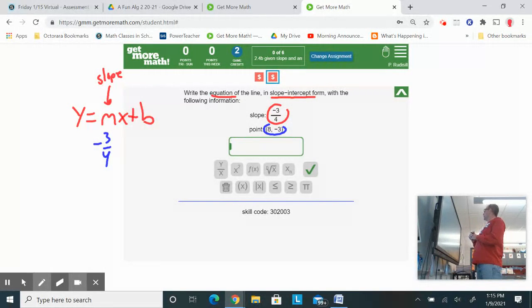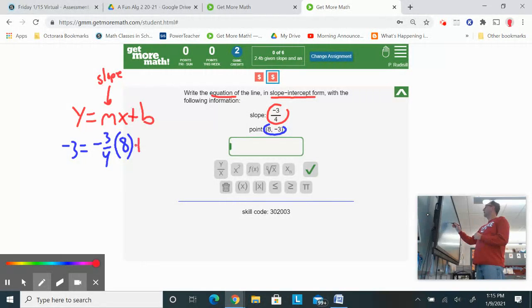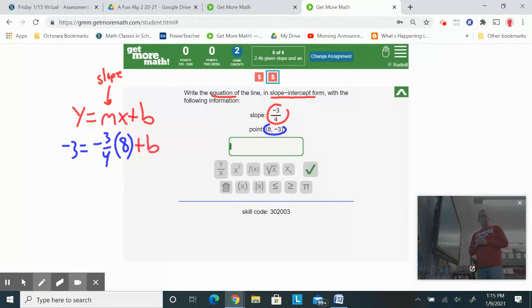So the x will be 8. So I take out the x, replace it with 8. Take out the y, replace it with -3. And the b stays there, because I do not know what b is. So I need to solve this equation to find out what b is.